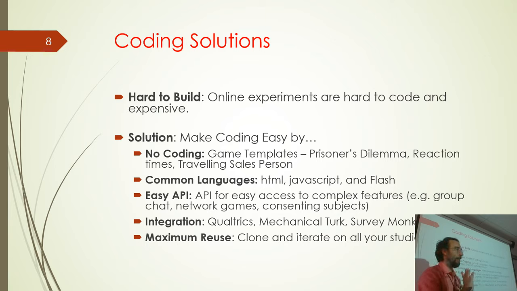And lastly, there's this maximum reuse here. So you build it once and you can just reuse it as many times as you want. And this is one of the big reasons why you would choose Volunteer Science in an online lab in general over doing it physically in person. You build the code once, and then you can just iterate on it just a little bit every time.